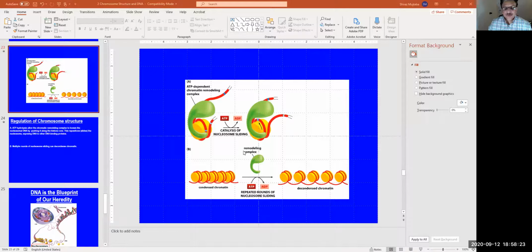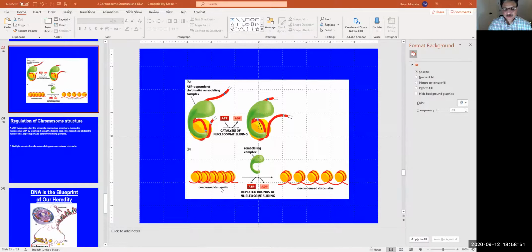This remodeling complex is an enzyme or a protein, a battery of proteins, the ATP-dependent chromatin remodeling complex. I repeat, ATP-dependent remodeling complex. This means it needs ATP, high energy. And this energy in this protein helps heterochromatin to transition to euchromatin.